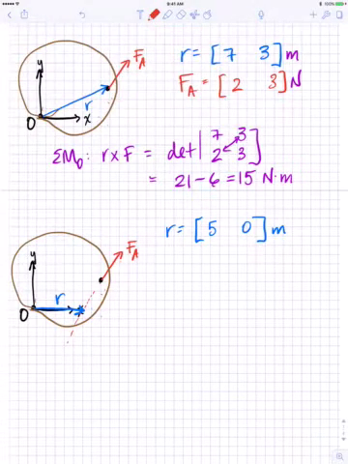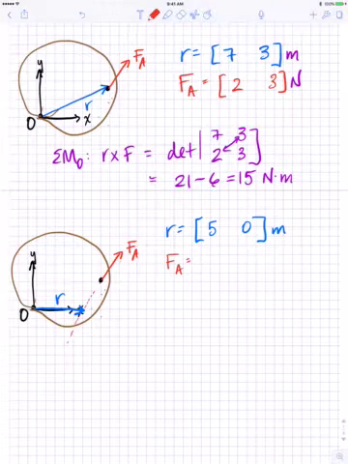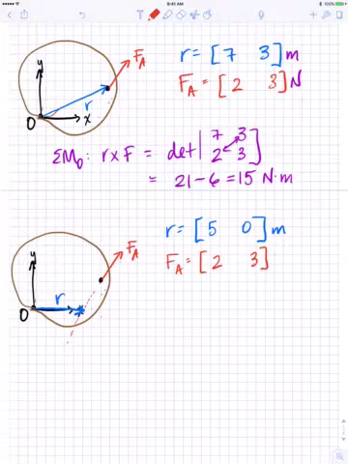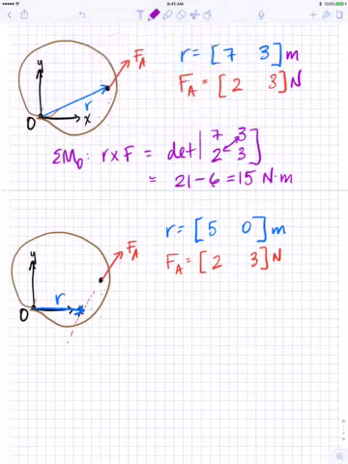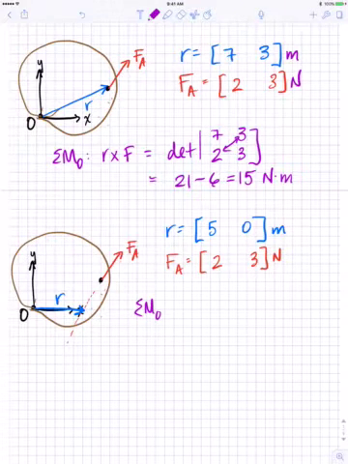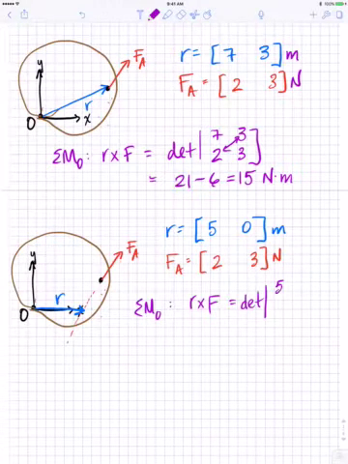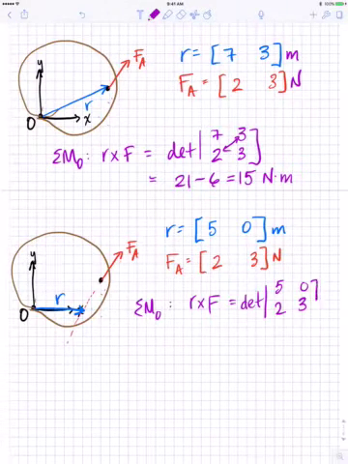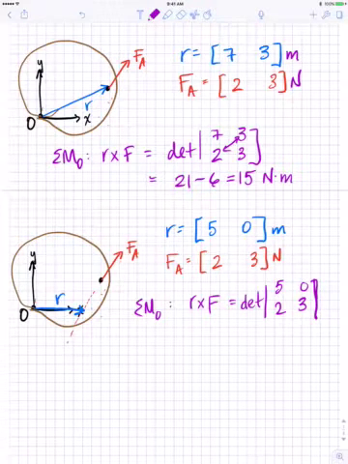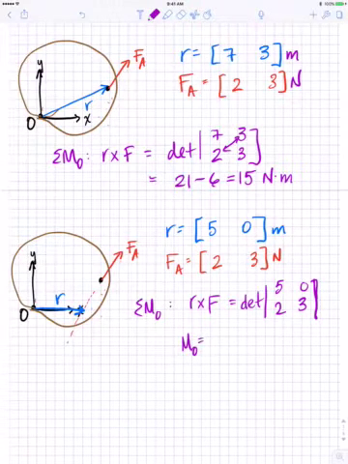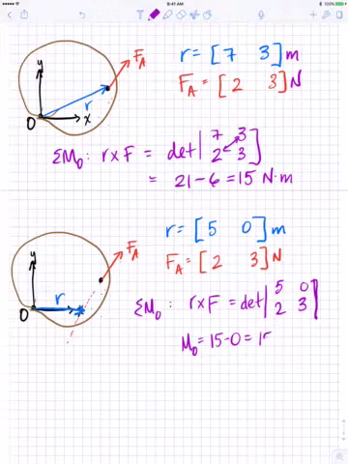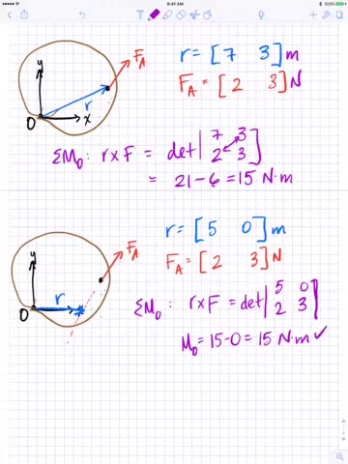F still remains the same. F is just a vector that has components 2 and 3 newtons. And so now, when we take our sum of moments about O, we again have R cross F, which is going to be the determinant of 5, 0, 2, and 3 this time. And you see, hopefully fairly quickly, that you get the exact same answer. So this is 15 Newton meters again.